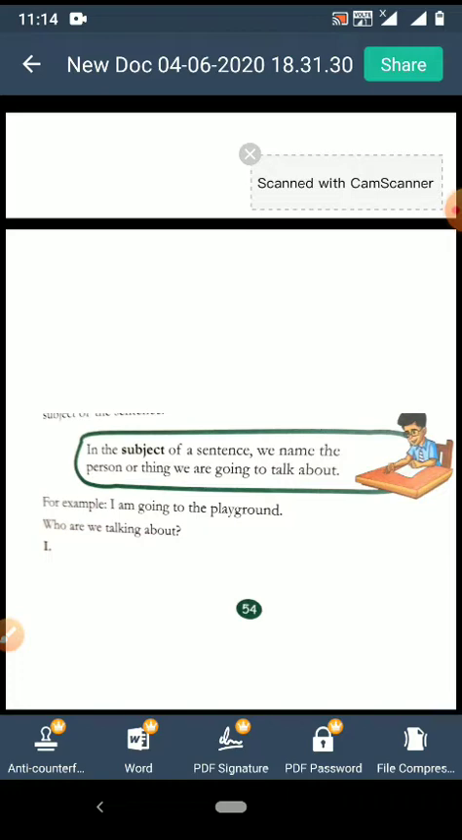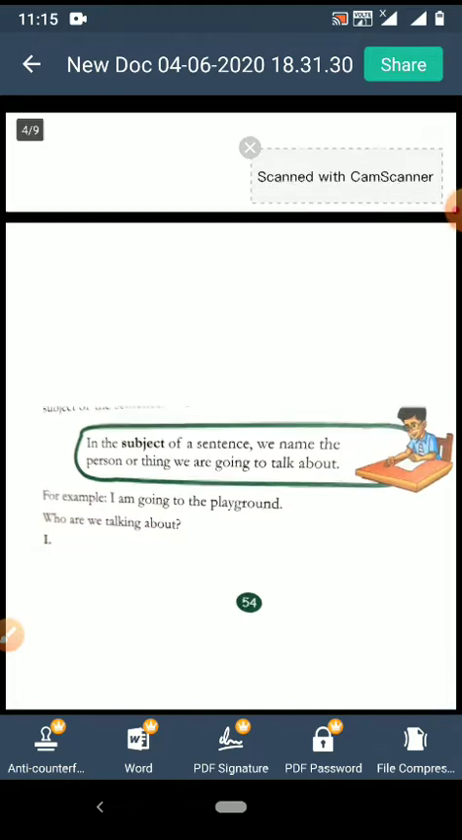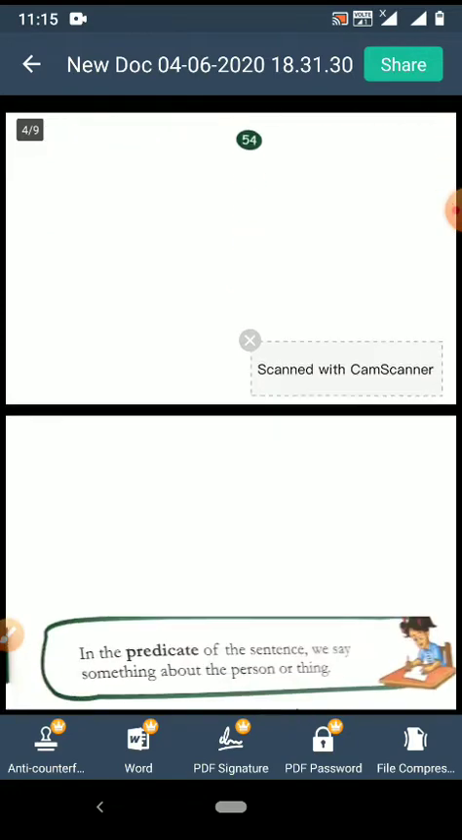Now, in the subject of a sentence, we name the person or thing we are going to talk about. For example, I am going to the playground. Now, who are we talking about? Answer would be I. So, I is the subject.